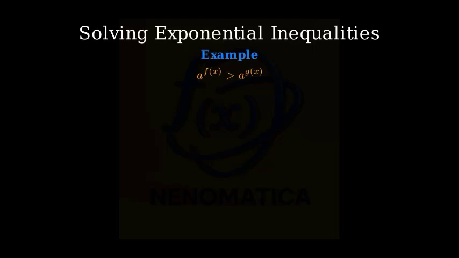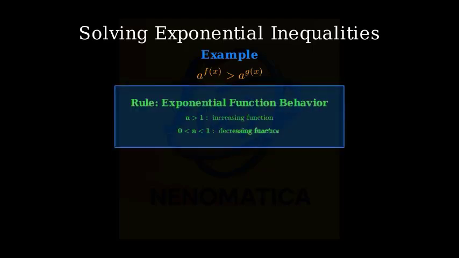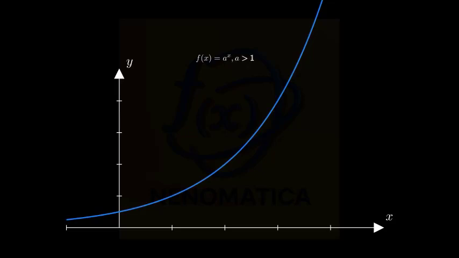To solve this type of inequality, we need to understand that the solution depends on whether the base of the exponential function is greater than 1 or between 0 and 1. The base value affects whether the function is increasing or decreasing. Let's examine our first case where a is greater than 1. In this case, the exponential function a to the power of x is an increasing function. This means that if the exponent increases, the value of the function also increases.